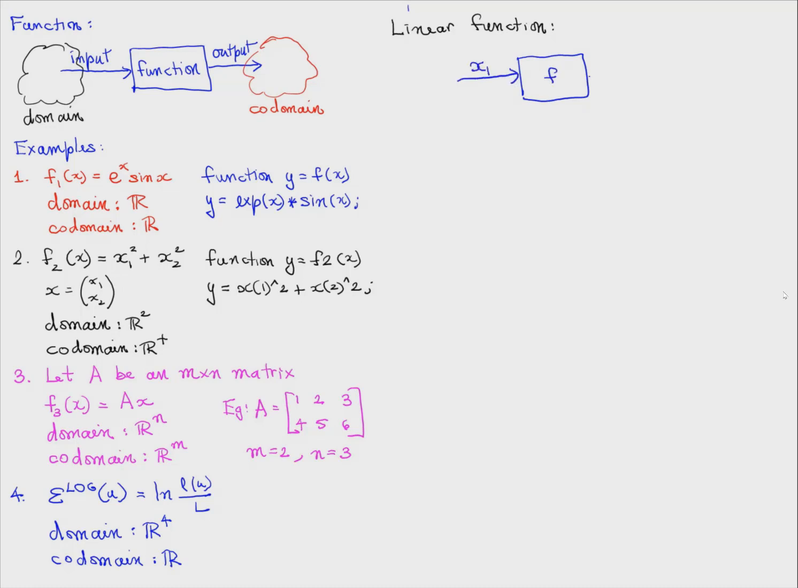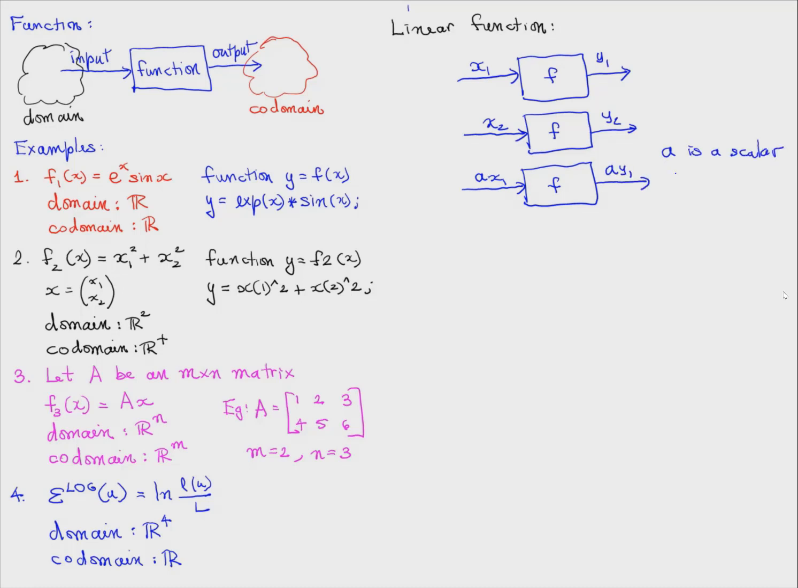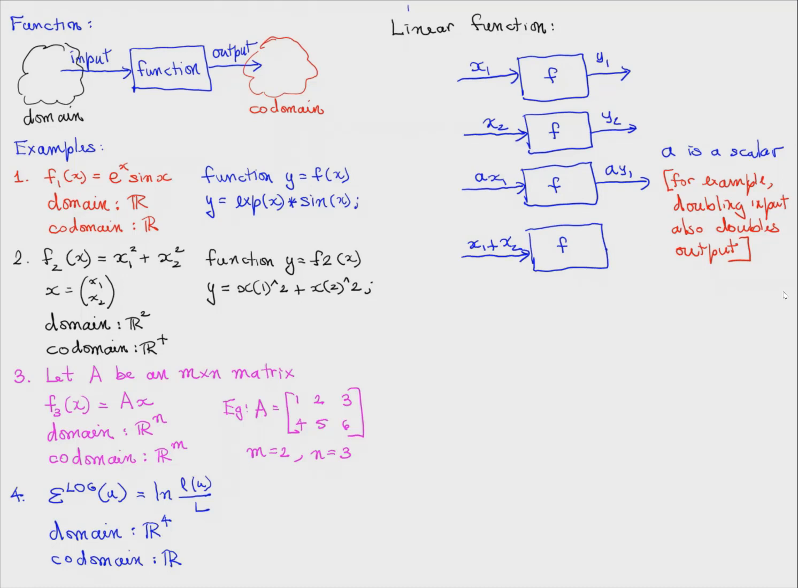Now let's see what a linear function is. So suppose there's a function. For the input x1, it produces output y1, and for input x2, it produces output y2. Now for any scalar times x1, the output is also the scalar times y1. So for example, if we double the input, the output also doubles. And if we add the two inputs, the outputs also get added. Then such a function is called linear.